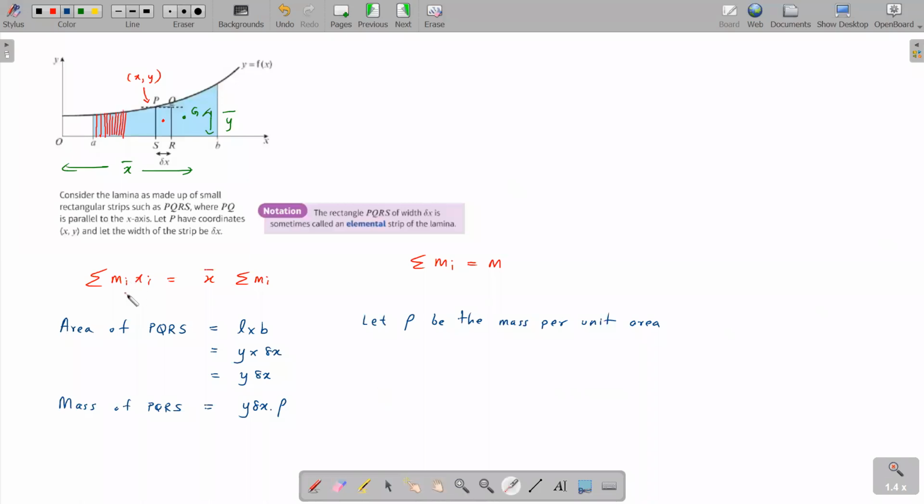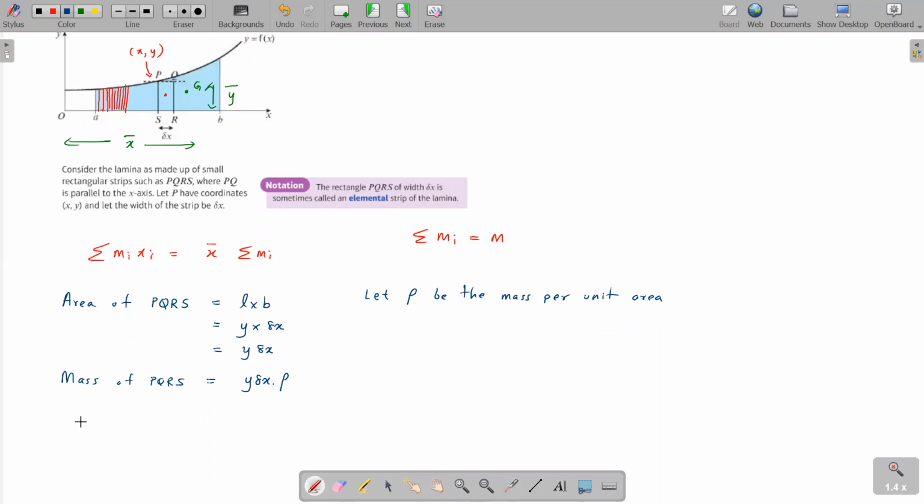All right, guys, in order to use this equation, you need to know the individual mass of each object. Also, what must you know? You must also know the individual center of mass of the object as well. So what about the center of mass?